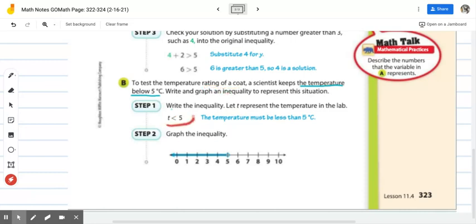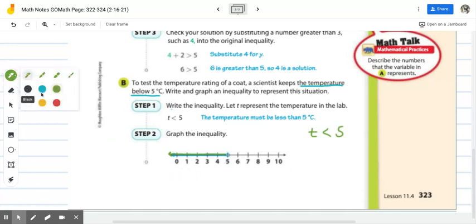So we have T is less than 5, and then they graphed this down below. They circled a point on the number line for 5, and they said T is everything to the left of that. Now we can test this just like they've showed us before. So if we have T is less than 5, and they're saying that this graph is a solution, everything going to the left is a solution from 5, because T is less than that.